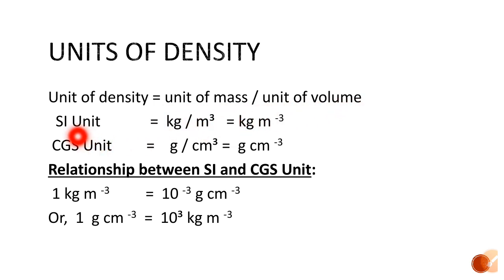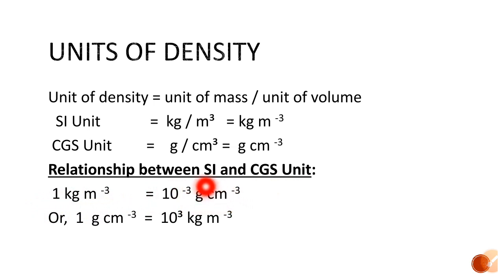In SI, the unit of mass is kg and the unit of volume is meter cube. So the SI unit of density is kg per meter cube. And in CGS it becomes gram per centimeter cube. If we set up the relationship between the SI and CGS units, we have 1 kg per meter cube equal to 10 to the power minus 3 gram per centimeter cube.